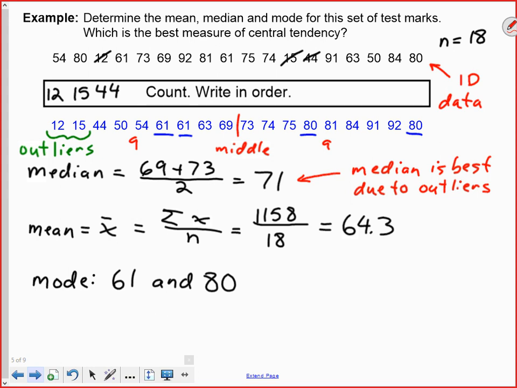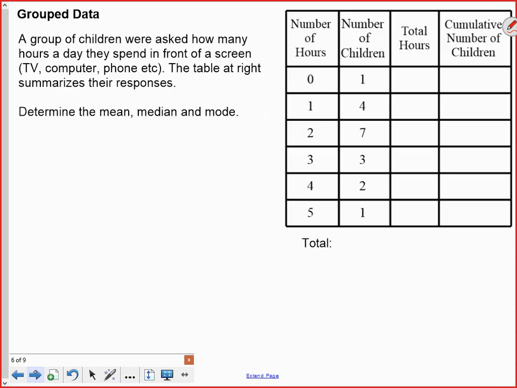What happens though if somebody has taken that one-dimensional data and they've already done a little bit of analysis on it? So by doing something like grouping it together in a frequency distribution table. Okay, so here's the situation. A group of children were asked how many hours a day they spend in front of a screen, TV, computer, phone, whatever screen you want. The table at right summarizes their responses.